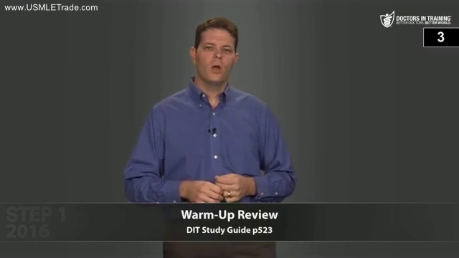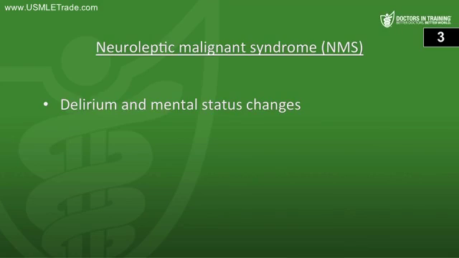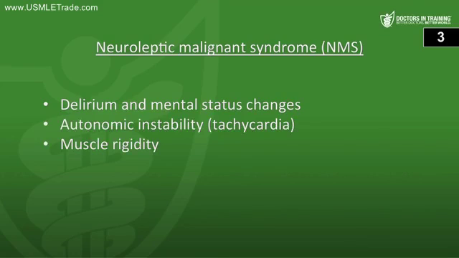And the last one, what are the clinical features of neuroleptic malignant syndrome? So you're going to see delirium and mental status changes early on. You can see autonomic instability like tachycardia. Then you're going to see muscle rigidity, myoglobinuria, and hyperpyrexia. Okay, let's move on to the lecture.